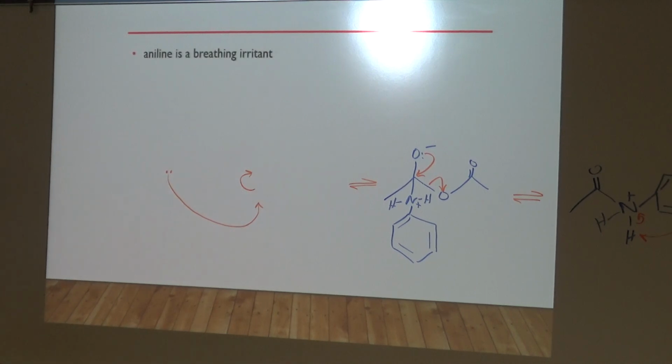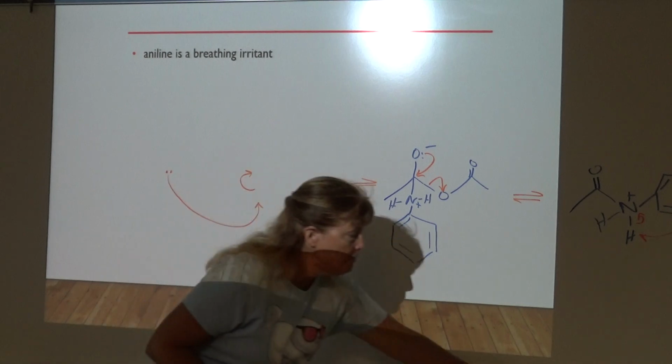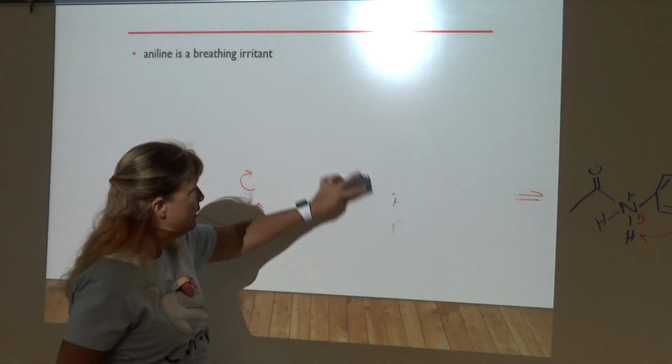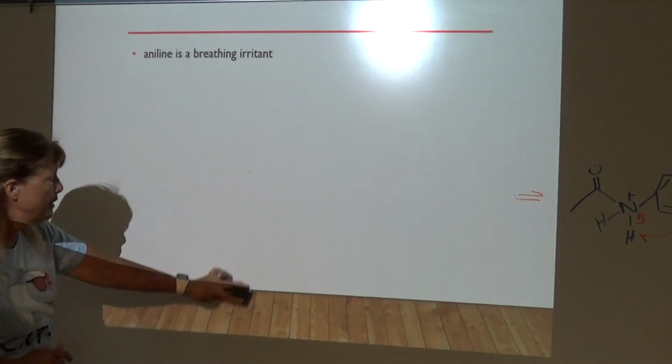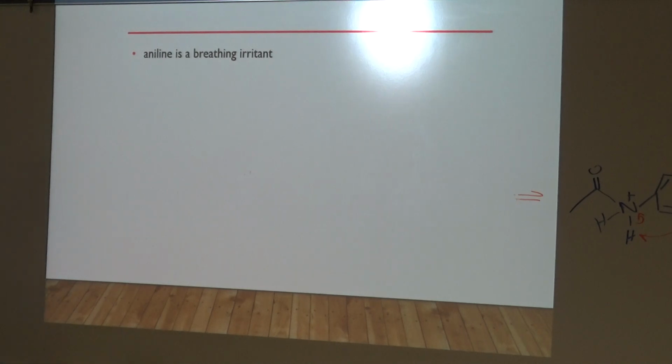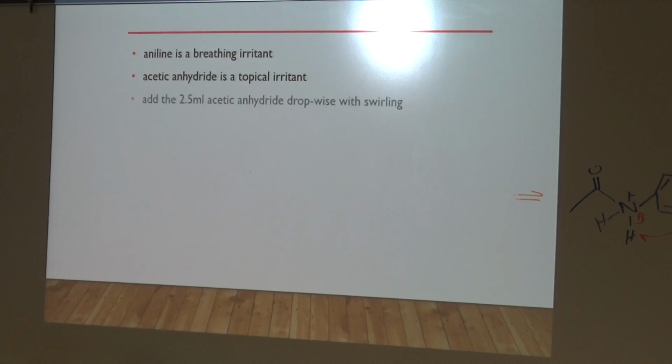Procedural notes, okay, that you would have to make note of if you were actually here. Aniline is a breathing irritant, but it is a liquid, so it's not too bad. The acetic anhydride is a topical irritant. Here again, wear gloves, or if you don't and you start to itch, you know you've got some on you. The 2.5 mL of acetic anhydride we're going to add dropwise with swirling.